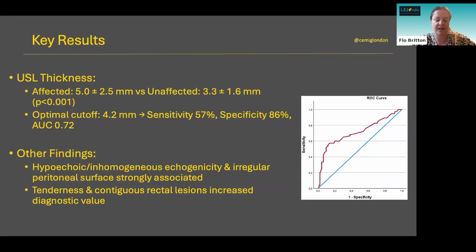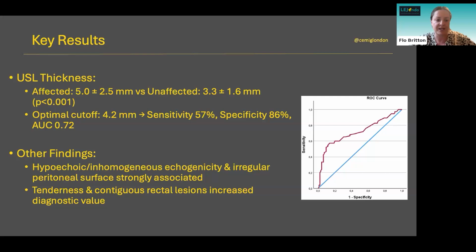And that depth gave a sensitivity of 57%, specificity of 86%, and an area under the curve of 0.72. As far as diagnostic tools and taking statistics into account, an area under the curve of less than 0.75 was deemed to be a low accuracy for a diagnostic tool, whereas greater than 0.75 was deemed to be moderate accuracy for diagnoses.